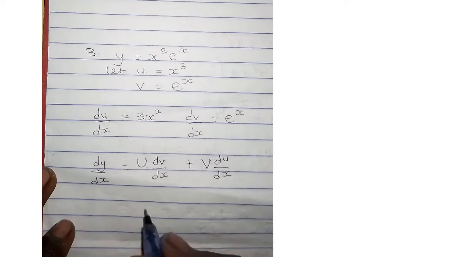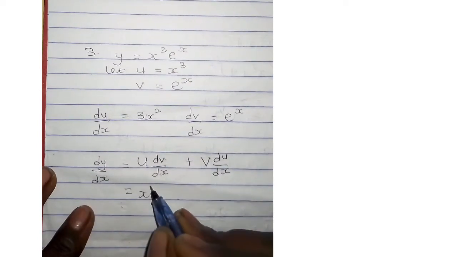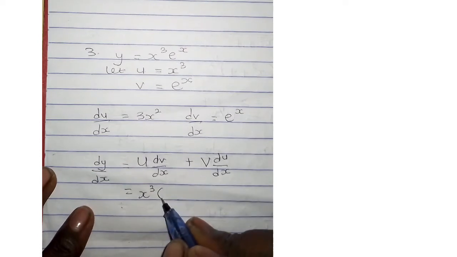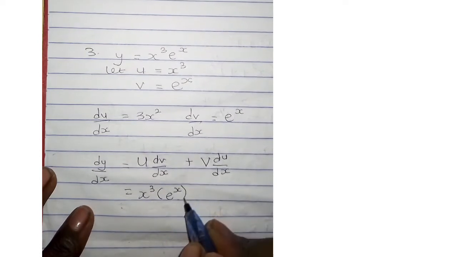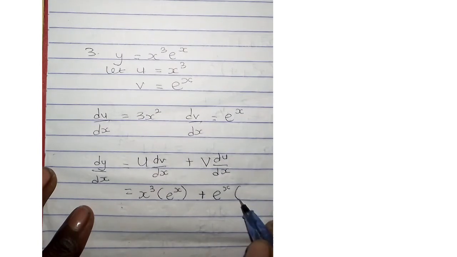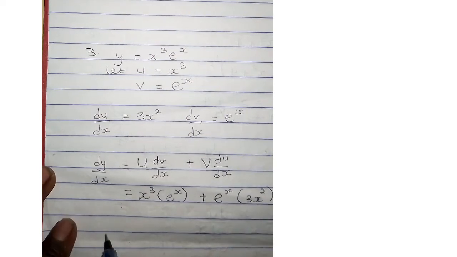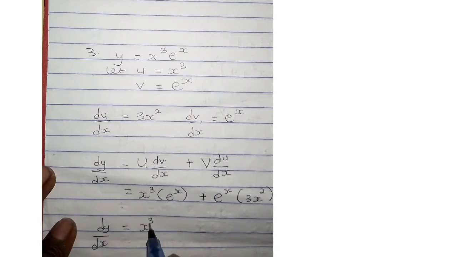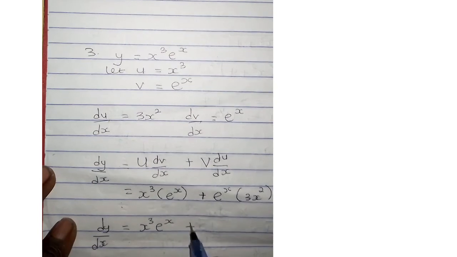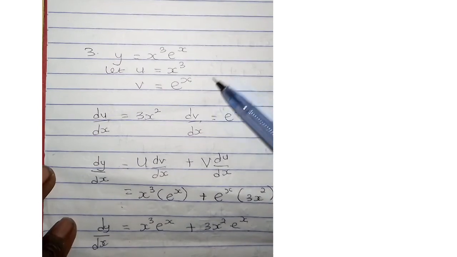So what's our u? Our u is given as x cubed, then our dv/dx is given as exponential x, plus our v is exponential x, then du/dx is given as 3x squared. So therefore dy/dx is equal to x cubed exponential x plus 3x squared exponential x. So this is the answer when you differentiate this function using the product rule.